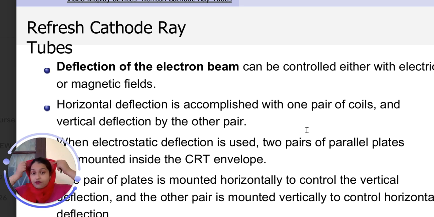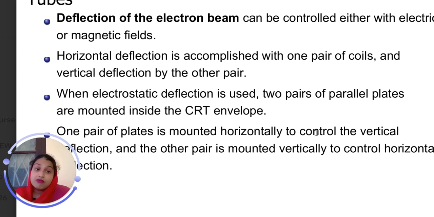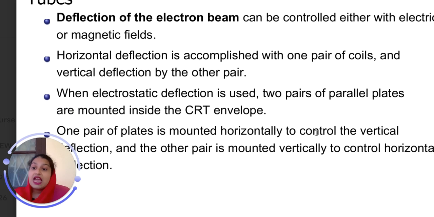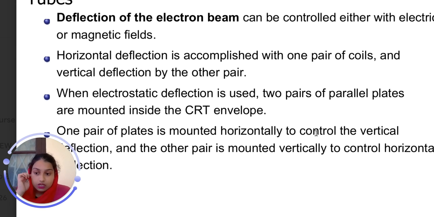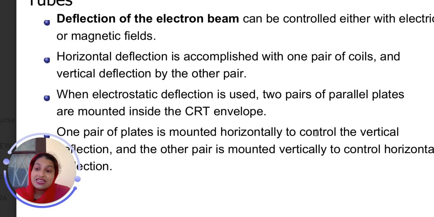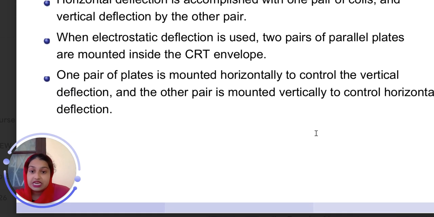Now, deflection of the electron beam can be controlled either with electric or magnetic field. Horizontal deflection is accomplished with one pair of coils and vertical deflection by the other pair. When electrostatic deflection is used, two pairs of parallel plates are mounted inside the CRT envelope. One is horizontal and the other one is vertical.